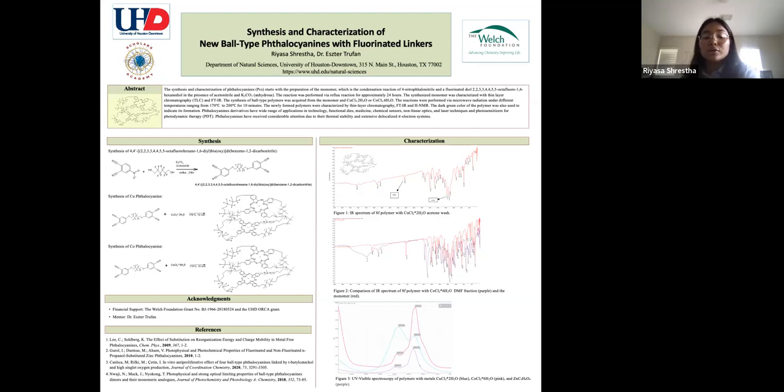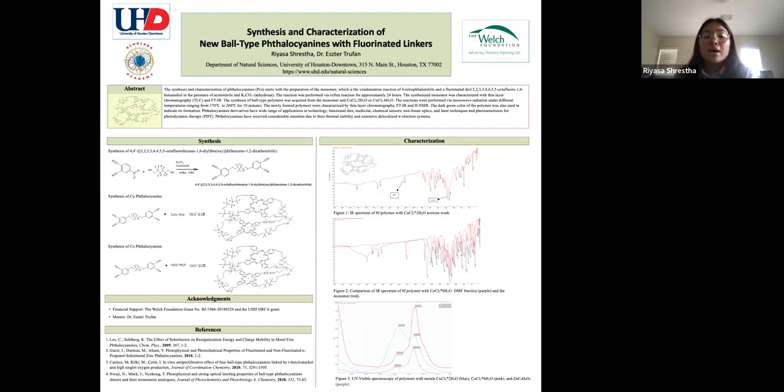Under synthesis, we can see the first step is to make the monomer using the 4-nitrothiolonitrile and an octafluoro compound, and the potassium carbonate and acetonitrile in acid reflux condensation for approximately 24 hours to make the monomer. And the second reaction shows us the use of monomer and the copper chloride to make the ball-type thiocyanine in a microwave reactor. And the third reaction shows us the use of monomer and cobalt chloride to make the ball-type thiocyanine in the microwave reactor.